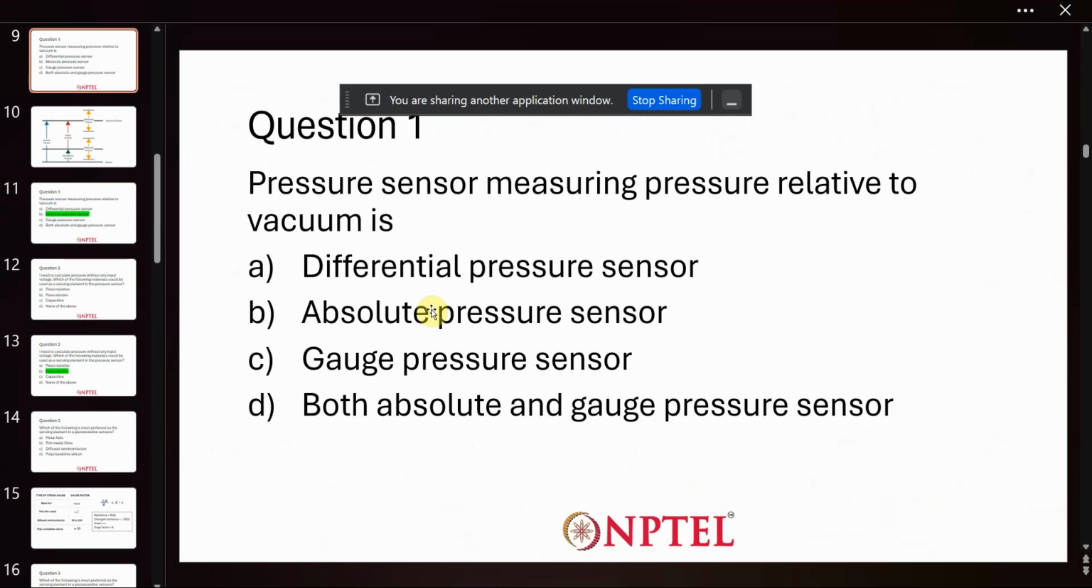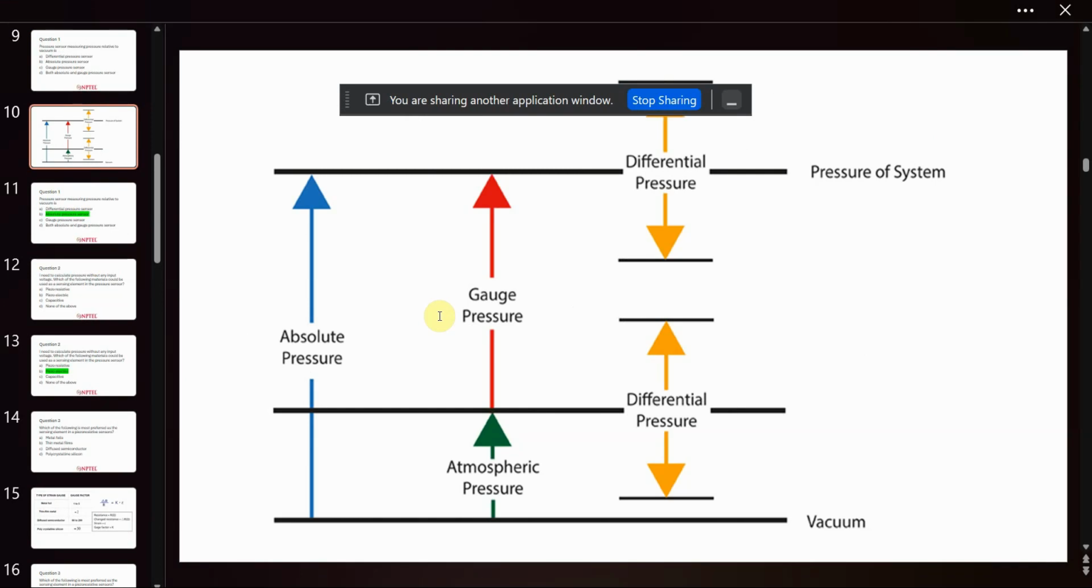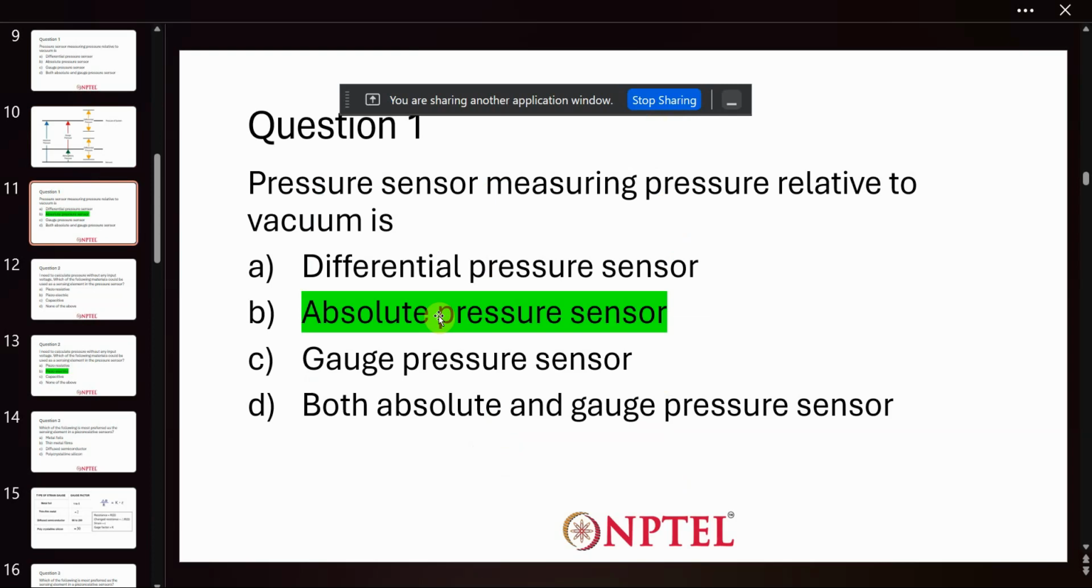So this is our first question. A pressure sensor measuring pressure relative to vacuum is a differential pressure sensor, absolute pressure sensor, gauge pressure sensor, or both absolute and gauge pressure sensor. Basically, pressure measured relative to vacuum is absolute pressure. Pressure measured relative to atmosphere is gauge pressure, and pressure that is measured between two bodies A and B is a differential pressure. So in this case, since we are relative to vacuum, it is an absolute pressure sensor.